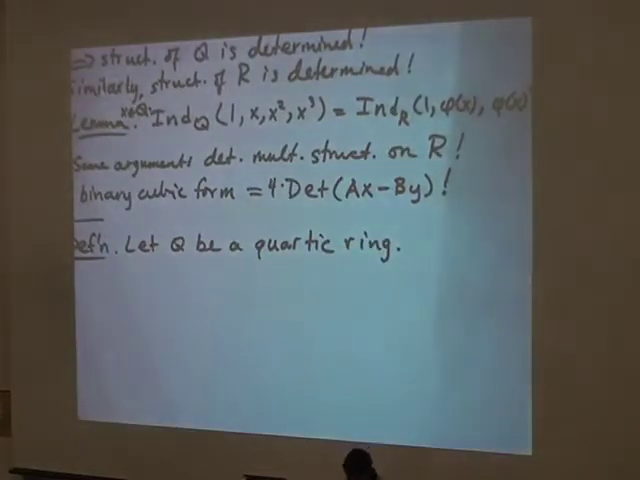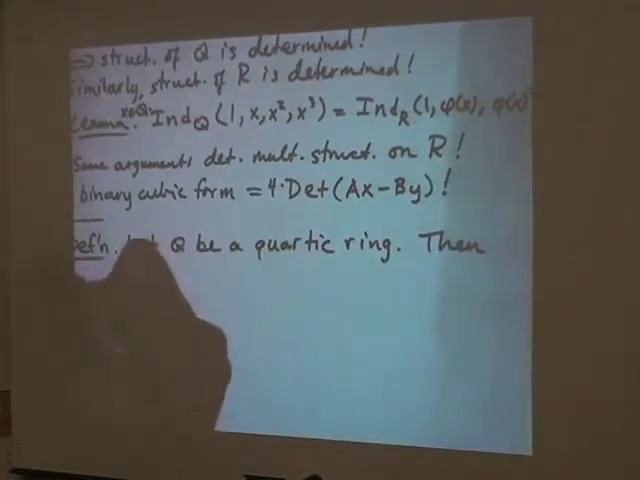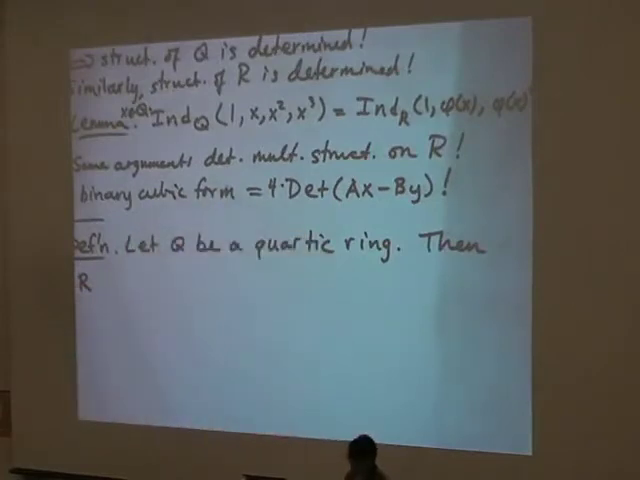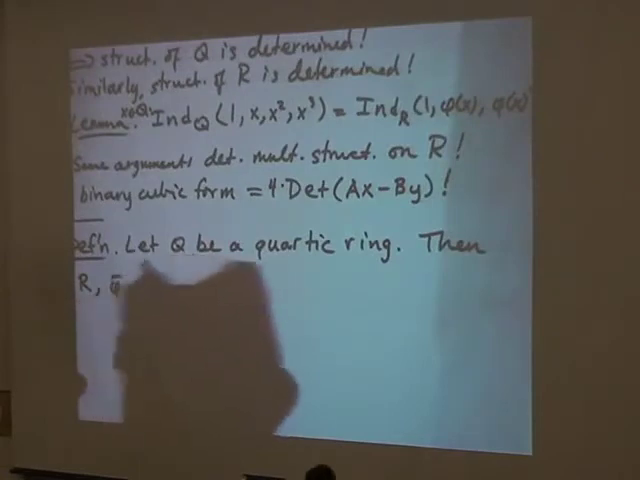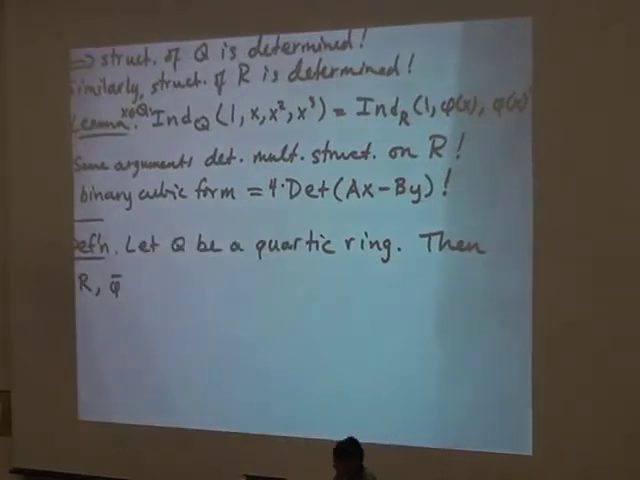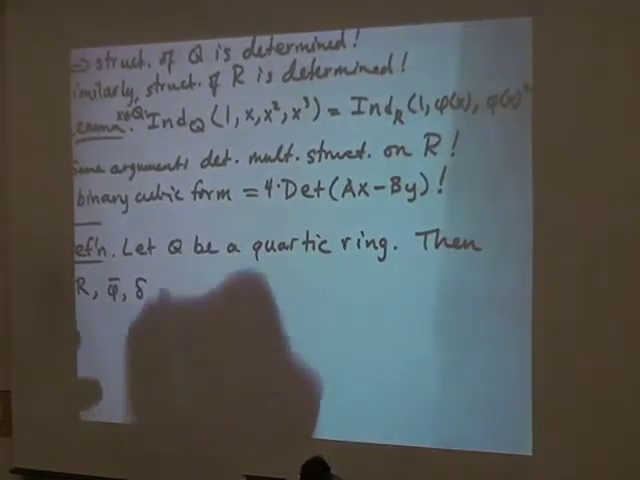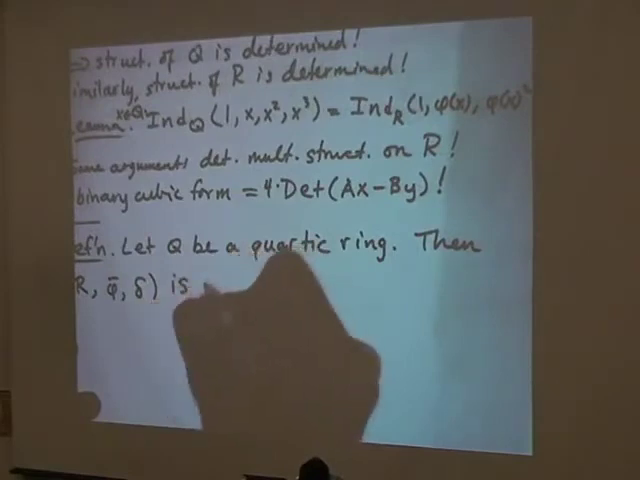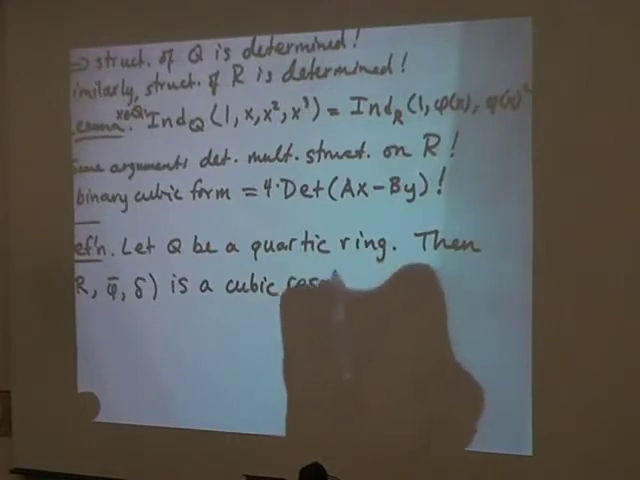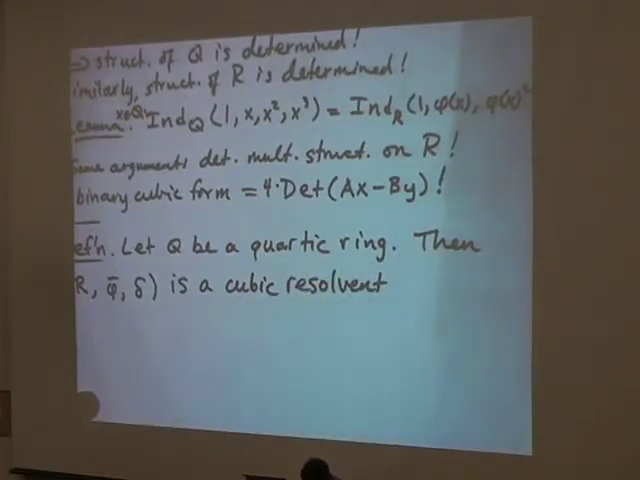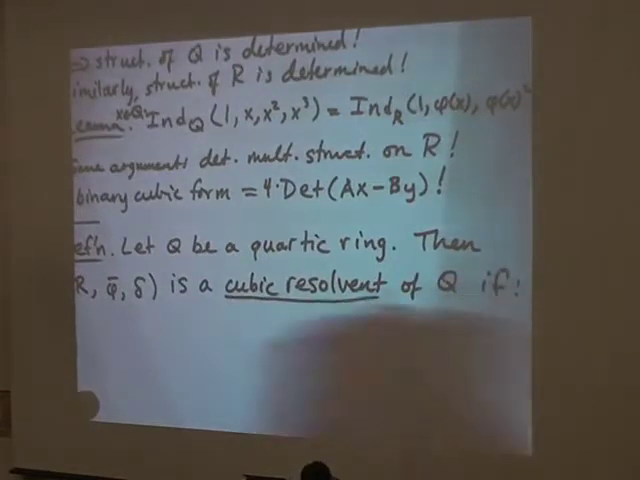So let Q be a quartic ring. Then a cubic resolvent is going to be a triple. It's going to consist of a cubic ring R, it's going to consist of a map phi bar from Q mod Z to R mod Z, and it's going to consist of this isomorphism delta, which I'll tell you in a sec what that is. So this is called a cubic resolvent of Q if the following properties hold.